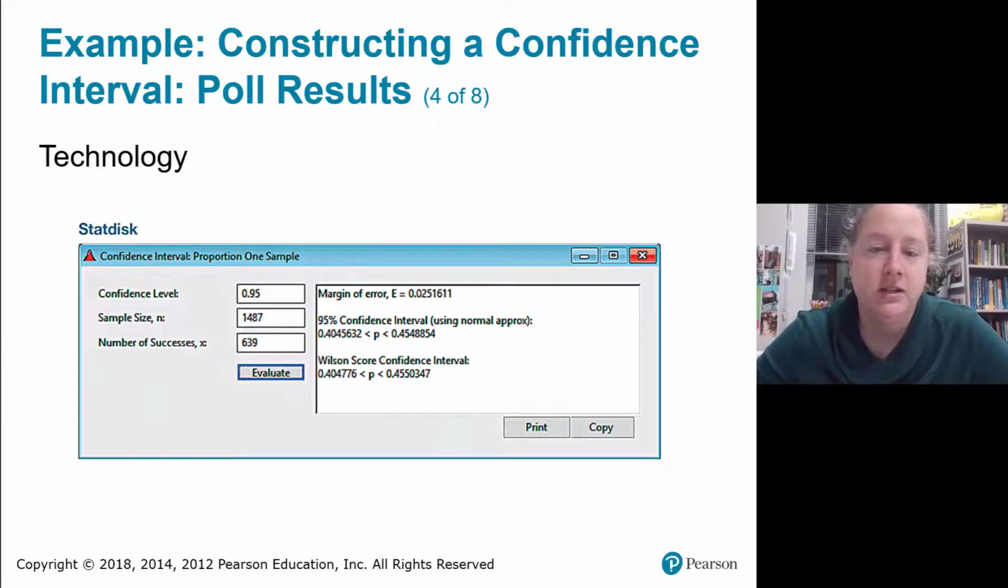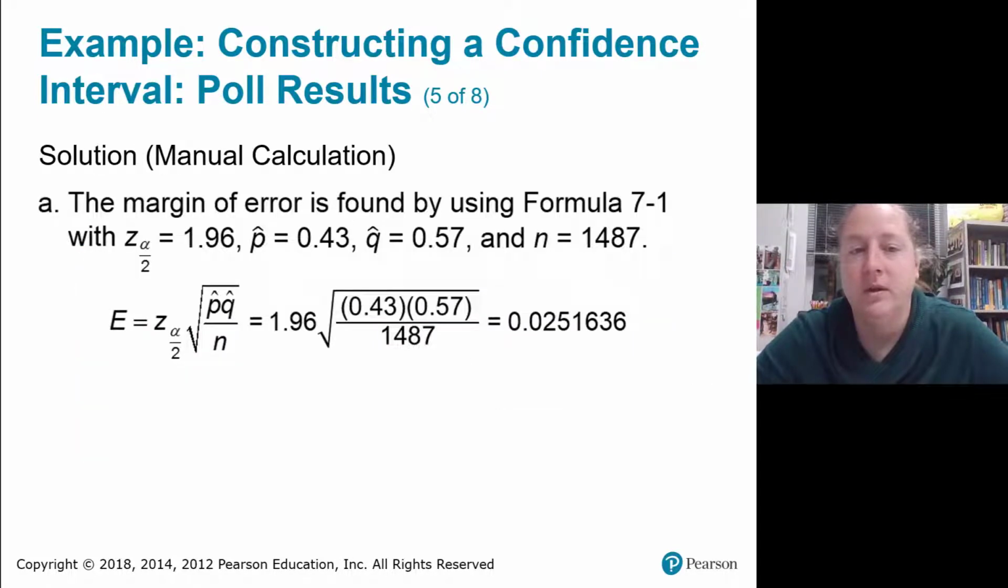Again, we could use technology, it would spit it out for us, but we're going to do some manual calculation and use our table instead. So the margin of error, we need to calculate that first. The margin of error is found using the formula that we saw earlier: z sub alpha divided by 2 times the square root of p hat q hat divided by n. For a 95% confidence interval, our critical value, z sub alpha divided by 2, was 1.96.